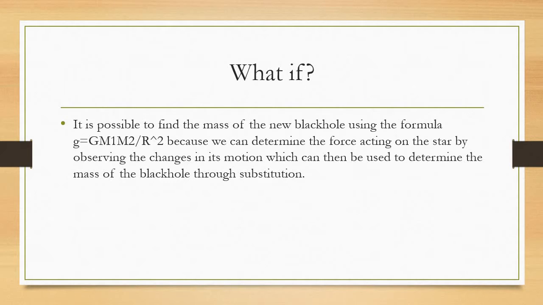So, what if? Is it possible to find the mass of a black hole that has replaced the existing black hole and has a different mass? I think the answer is yes. We can find the force that is acting on the star due to the black hole by observing changes in its motion. And by determining the force, we can substitute that in the formula F equals G m1 m2 by r square, where m1 is the mass of the black hole, and we already know the mass of the star, the radius of the orbit, and the force acting on it. And through this, we can actually determine the mass of a new black hole.